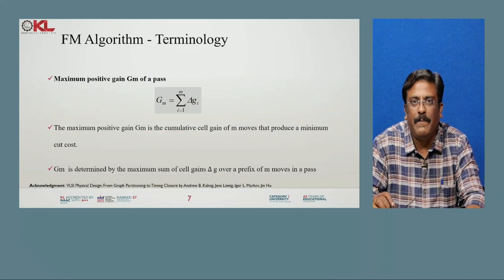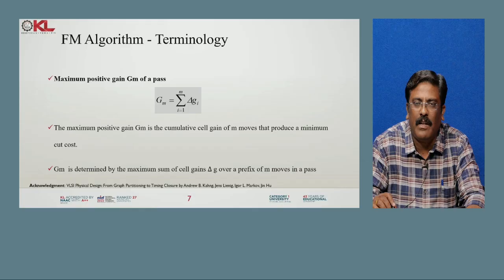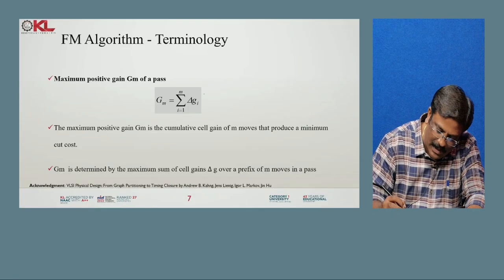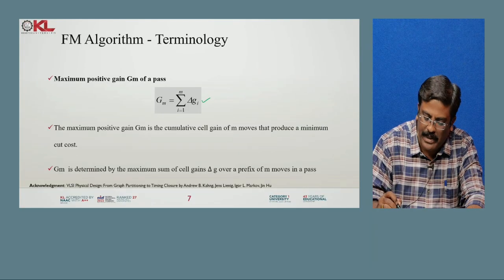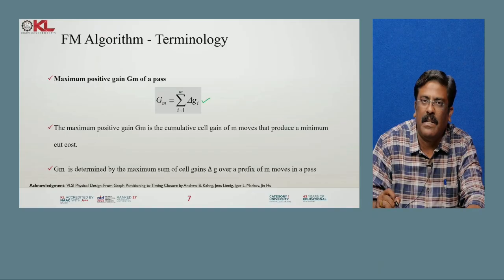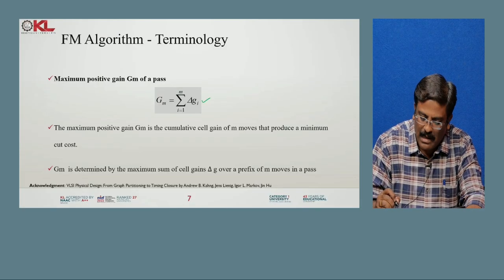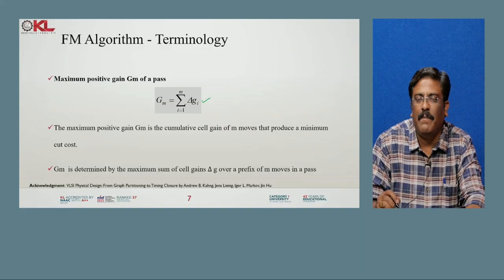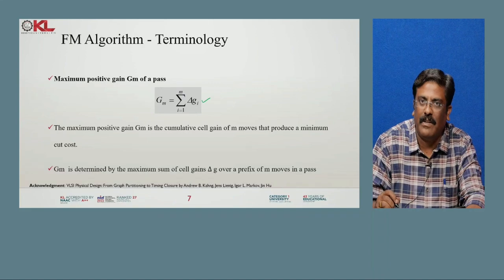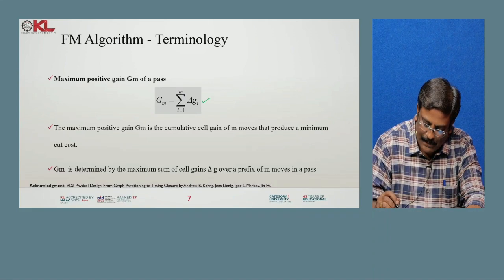According to the KL algorithm, and in the FM algorithm also, we are going to estimate GM. GM we are estimating with respect to the number of moves of cells, and we try to estimate the final gain value, how much we are going to gather with respect to every pass. The maximum G value indicates that the maximum cut size can be reduced, similar to the KL algorithm. Here also we are estimating it, right?